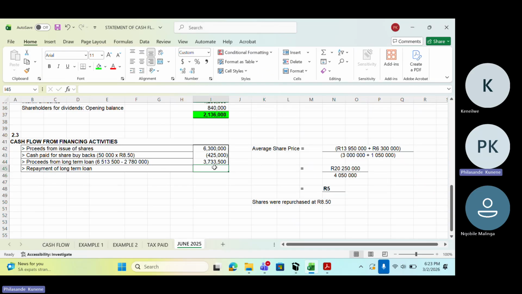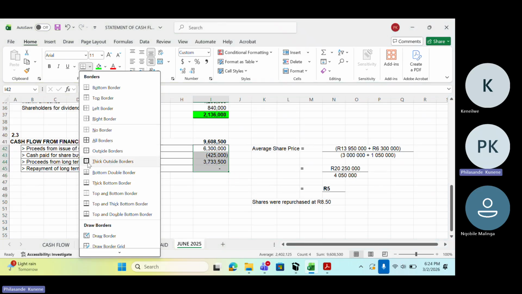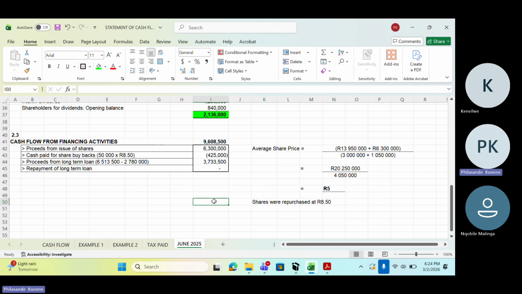Then the repayment of long-term loan, we're going to have it as what? As zero. Going to have it as zero because it means we didn't pay anything. Instead, the loan increased here. So it indicates that there's nothing that we paid. So now when it comes to the total, it's going to be the three amounts, which is going to give us 9,608,500 rand. So this is our cash flow from financing activities.